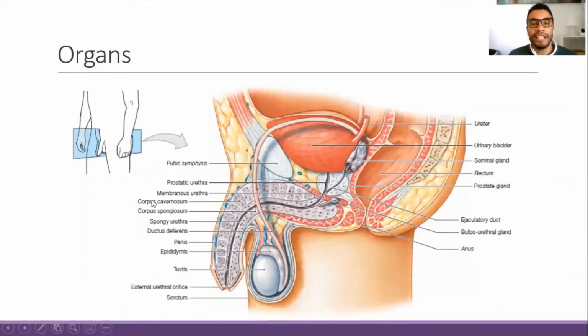In this sagittal view, we can see the structures that I mentioned before. The scrotum containing the testes inside of it, epididymis, ductus deferens, prostate located here, vesicles, and the external organs here.